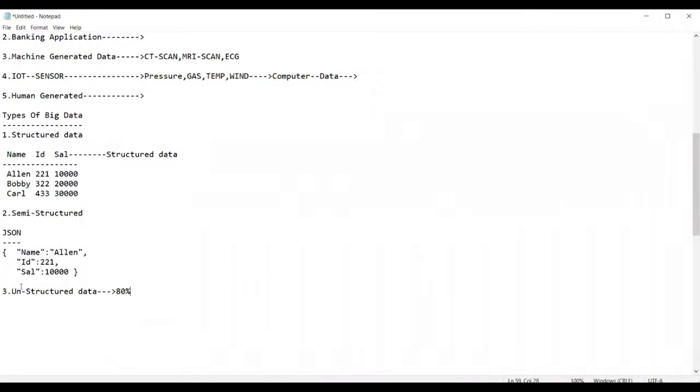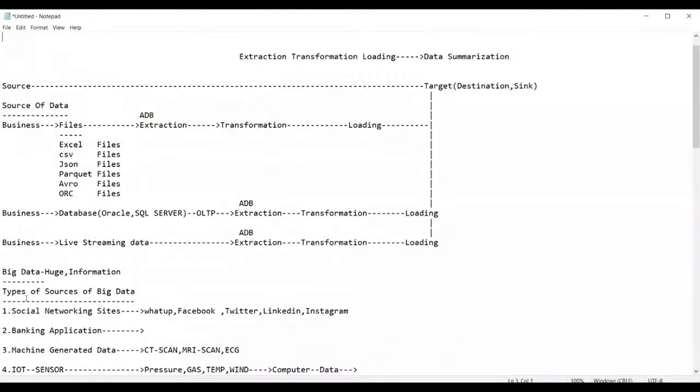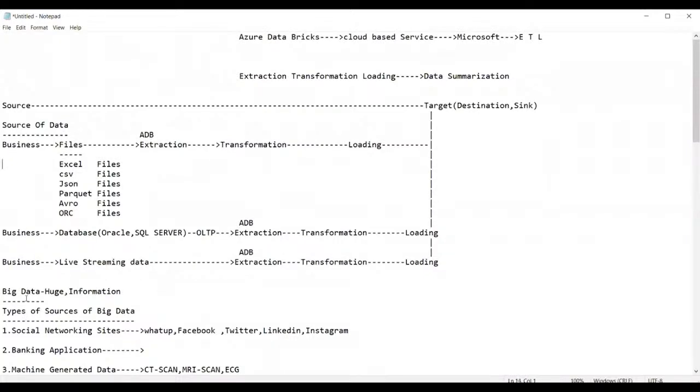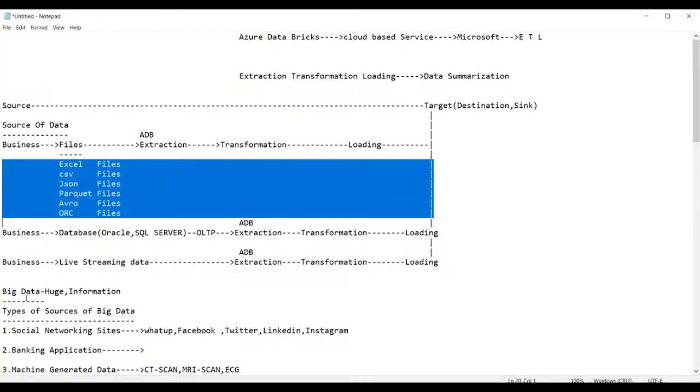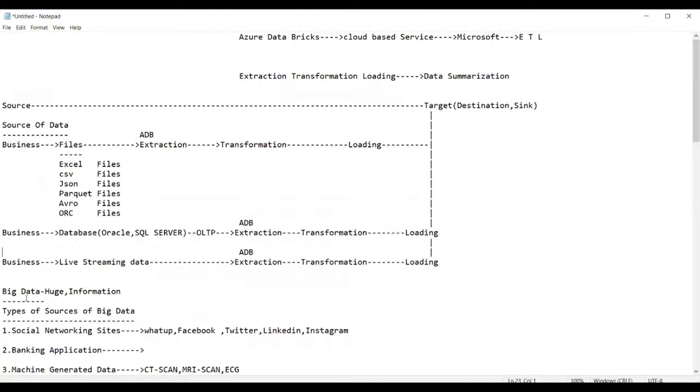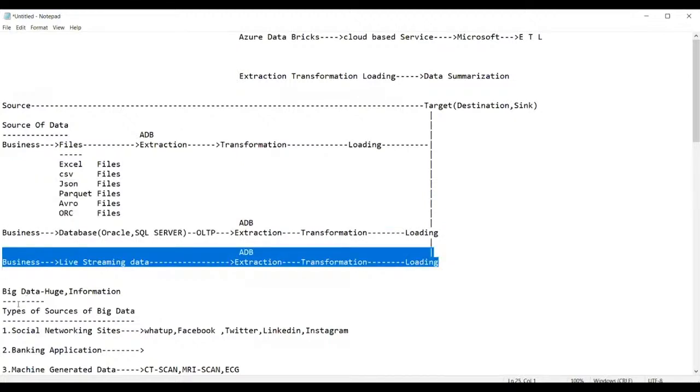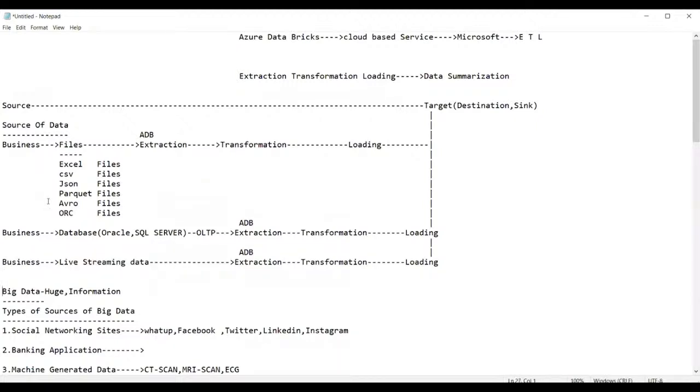So guys, these are the types of big data we can have: structured, semi-structured, and unstructured. And these can be placed into files, or into databases, or we can extract them from live streaming and process them further. So this is how the entire structure works.